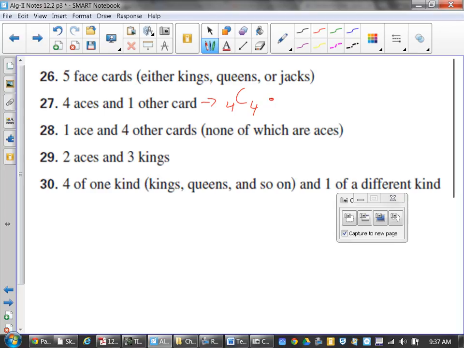Then there's another event that has to occur in tandem. 48, choose one. 48, choose 1, very good. Because there's 48 cards left, and you just want one of them. Whatever that multiplies out to be, you're done. 48. Sure. Yeah, that's my sense. One ace and 4 other cards, none of which are aces.